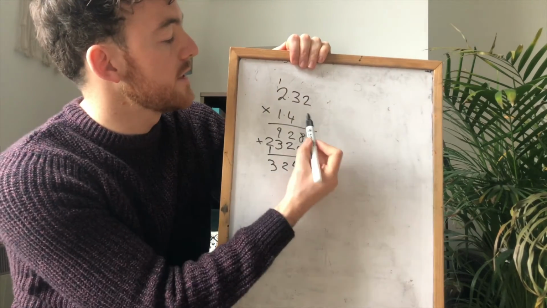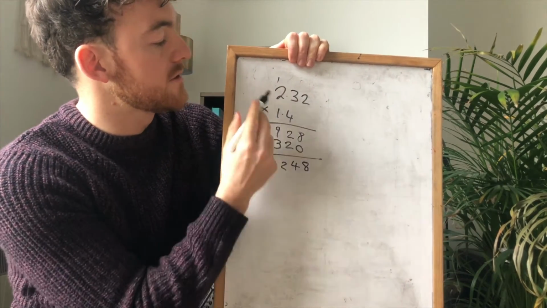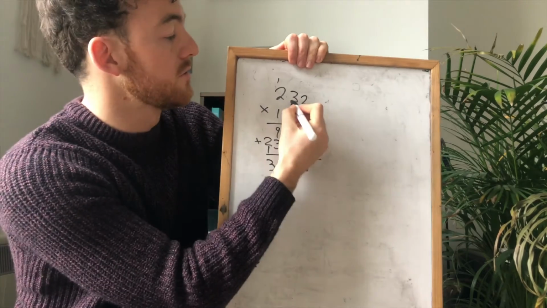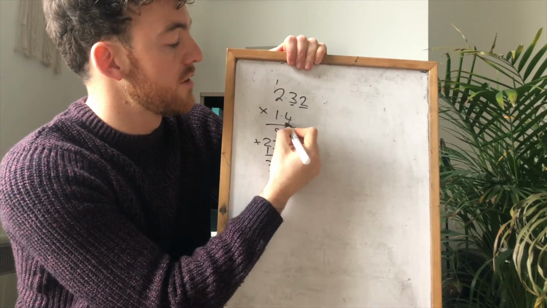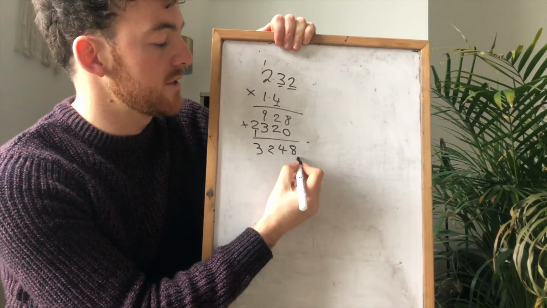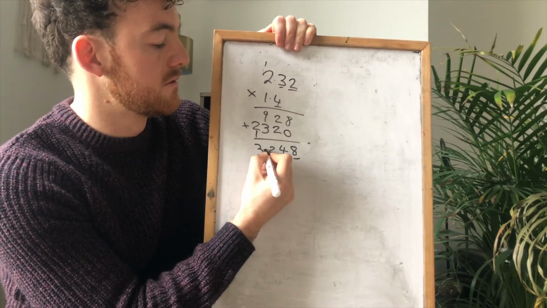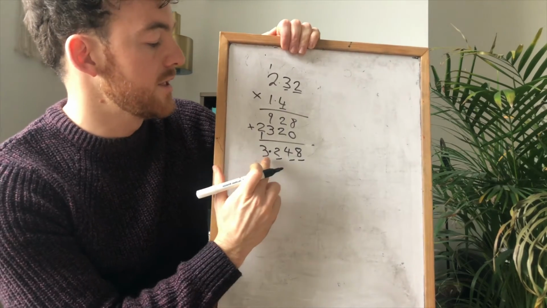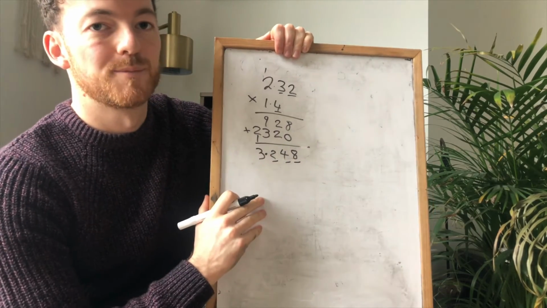What we need to do then is add up how many decimal places there are in the question. So let's count: 1, 2, 3 decimal places in the question. I need 3 decimal places in my answer. My answer, 3.248. Got it?